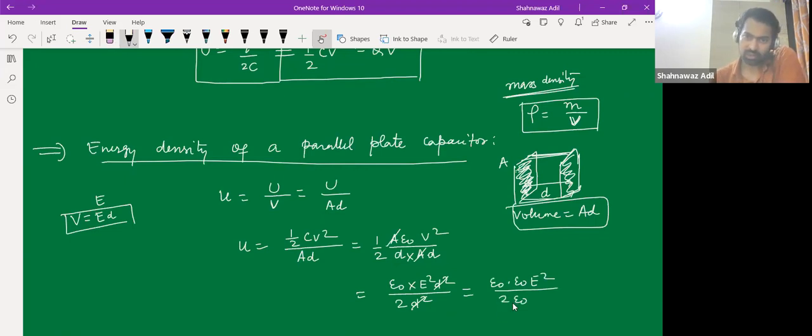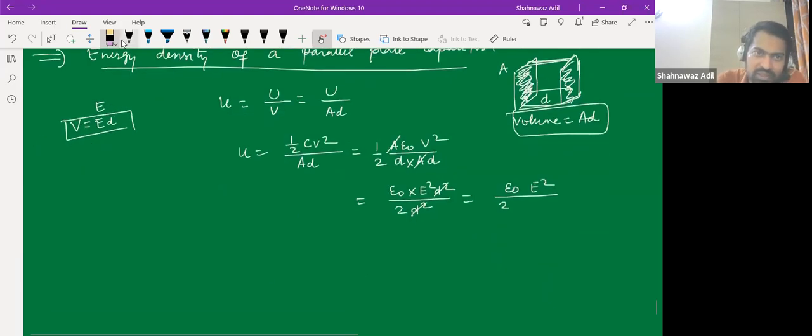Okay. So what will I get? So this is epsilon, right? Now what I can do is that this is epsilon square E square, right? Oh, this is done. So this is what is called the energy density. Half epsilon naught E square.